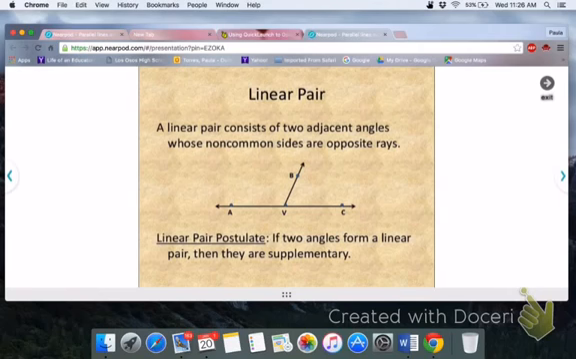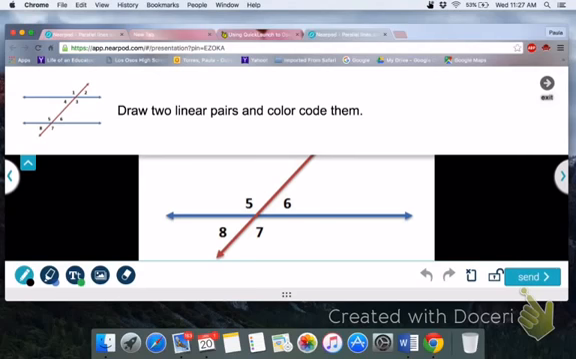Now, these angles are not special to parallel lines and transversals. We've looked at linear pair before, so remember, linear pair just means that together they form a straight line. So when I put this angle here next to the one on the left, so this angle over here, together they add up to 180 degrees. So on this diagram, I want you to find me 2 linear pair. And again, make sure you color code them.